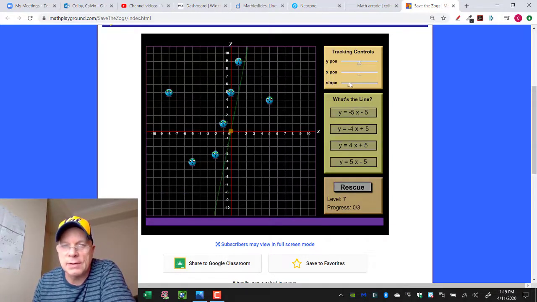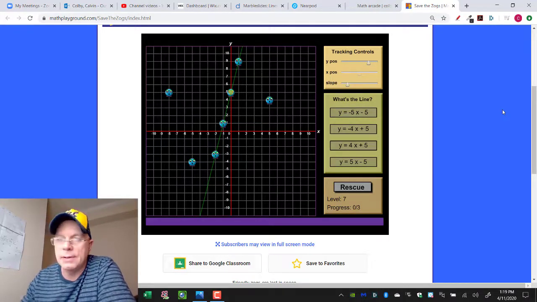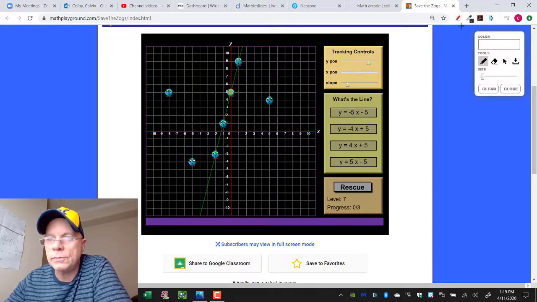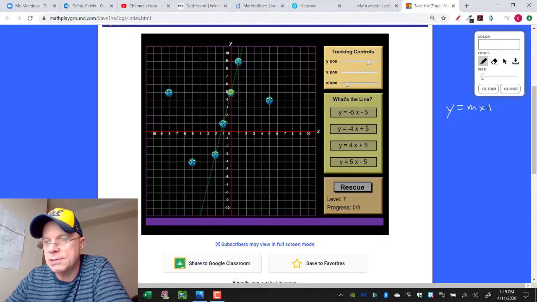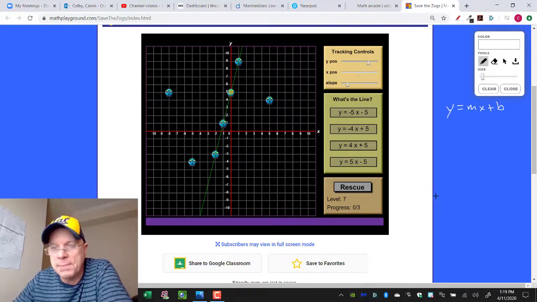Let's move this line. I see they're here, but I can't just change the slope. I also have to change the y-intercept. Ah, the y-intercept. So we see this zog crossing the y-axis right here. So I move my y position up to there. Positive 5 is the y-intercept. So we're thinking about y equals mx plus b, and I see that b is 5, positive 5.